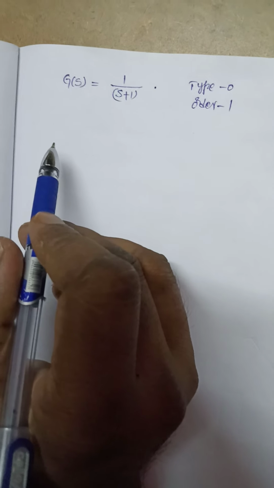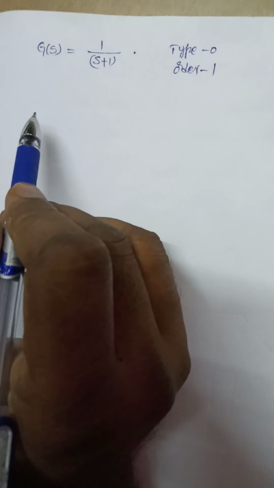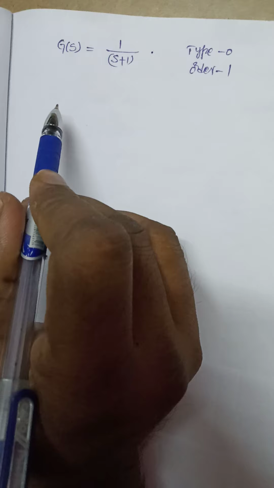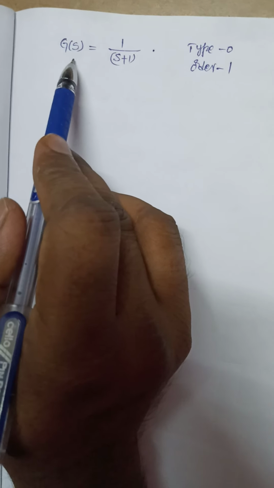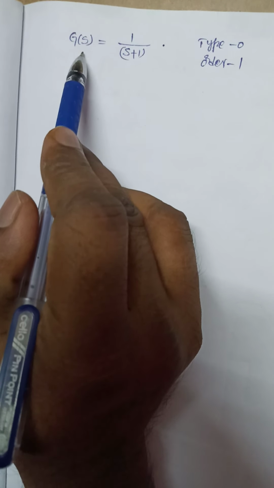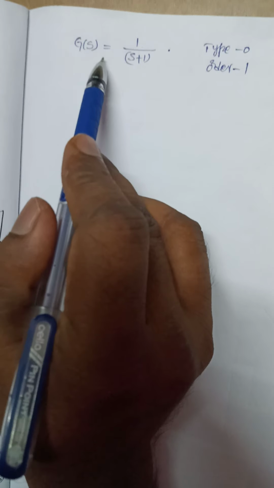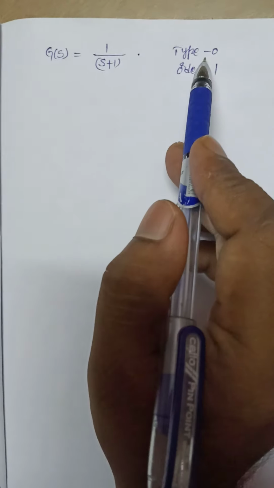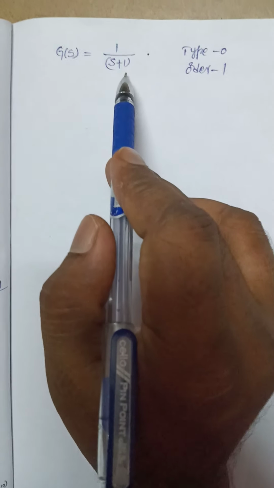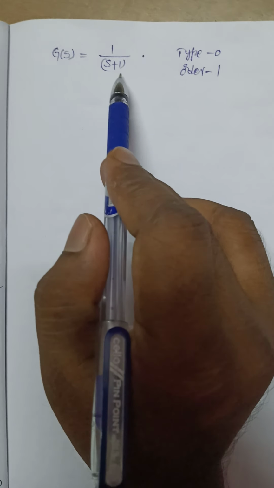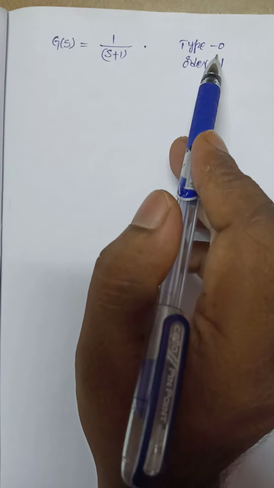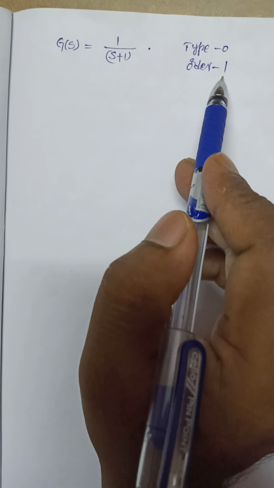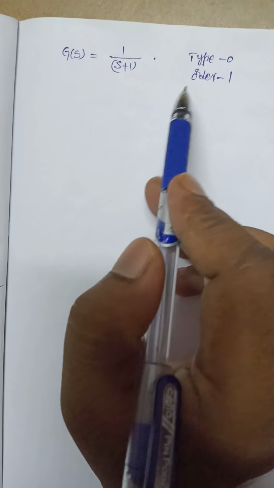In this session, I am going to explain some of the problems related to the polar plot. Here is one of the examples. It is an open loop system transfer function G(s) = 1/(s+1), and it is a type 0. Why? Because there are no poles at origin here, so it is a type 0 system, and also an order 1 system.